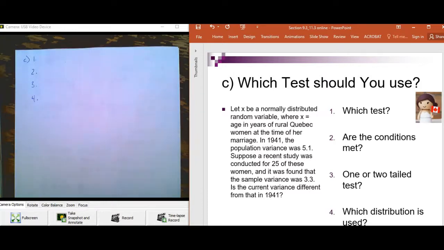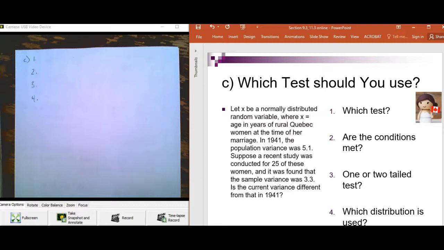Let X be normally distributed, where X is the age in years of rural Quebec women at the time of their marriage. In 1941, the population variance was 5.1. Suppose a recent study was conducted for 25 of these women, and it was found that the sample variance was 3.3. Is the current variance different from that in 1941?